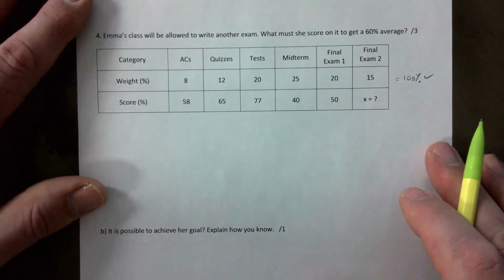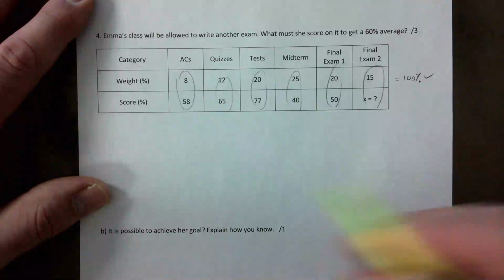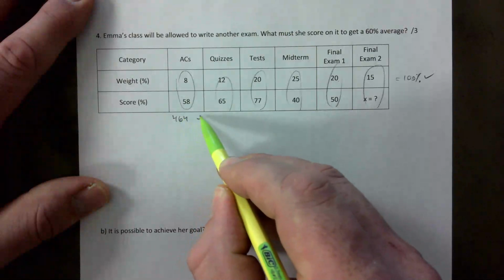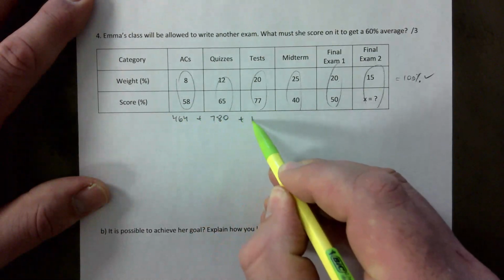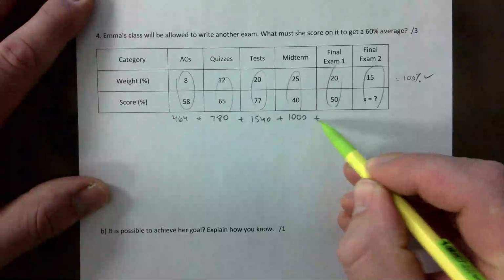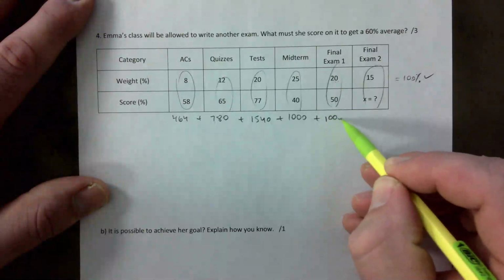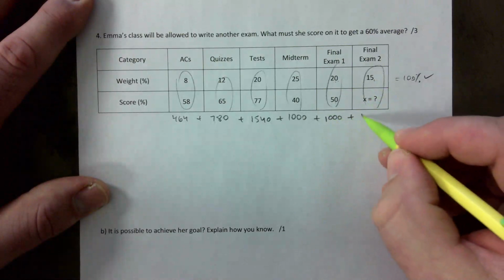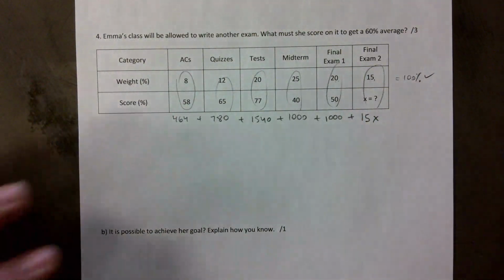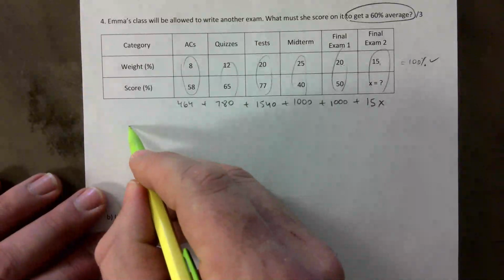Okay. You still have to cross multiply, just like before. And I'll write down the numbers for 64, 780, 1540. So nothing has changed so far. 20 times 50, that's also 1,000. And this one, 15 times x, that's just 15x. So you know this is a backwards scenario because we want a mean of 60%. Okay? So here we go.